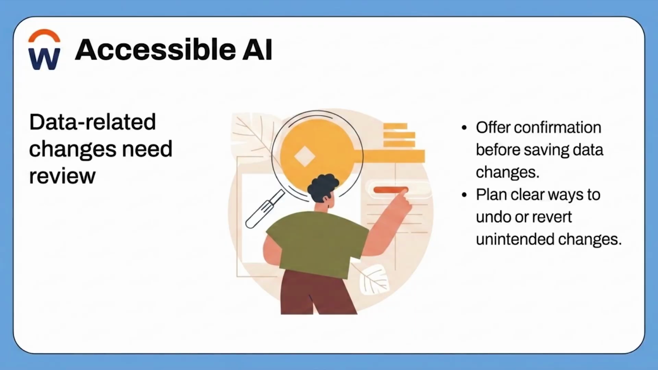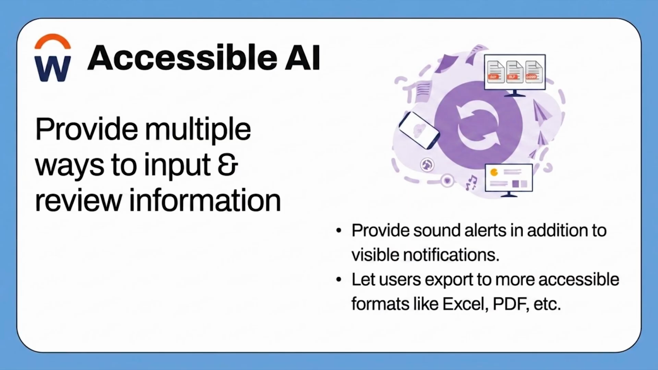Building on that, when data changes on a screen, users need a safety net. Always provide a confirmation message before data is saved or submitted. There should also be a clear, easy way to undo or revert to the state before the AI autofill was applied. And lastly, provide multiple ways to review or input information. This might mean providing sound alerts along with visual notifications, or letting users export AI-generated data into accessible formats like Excel or PDF for deeper review.